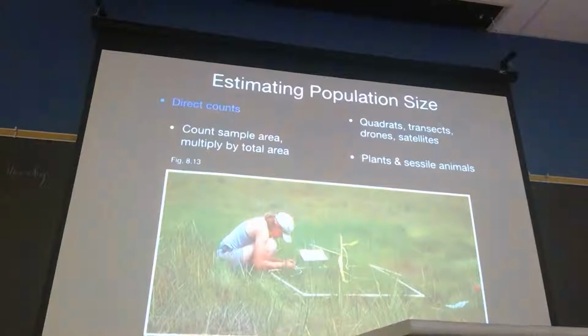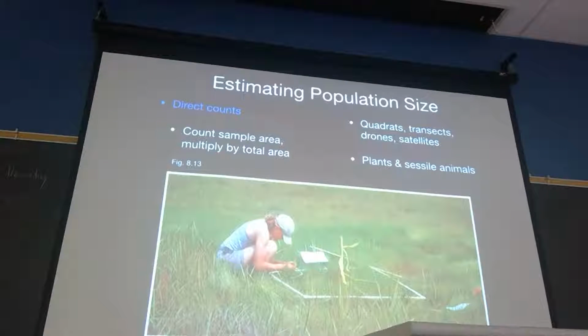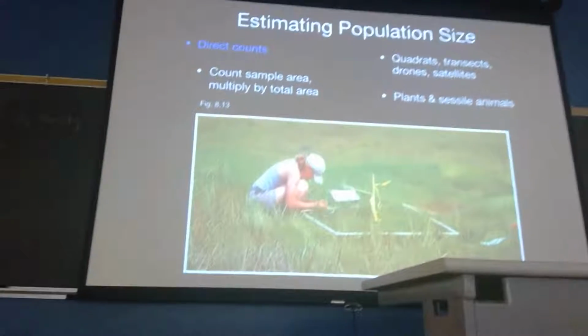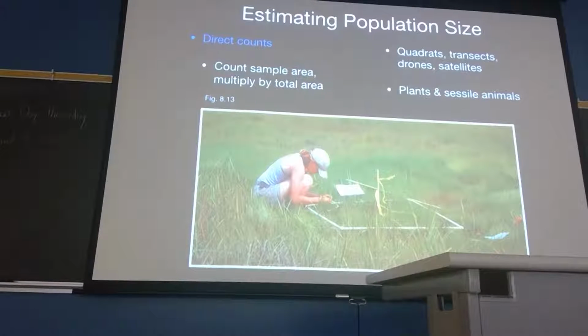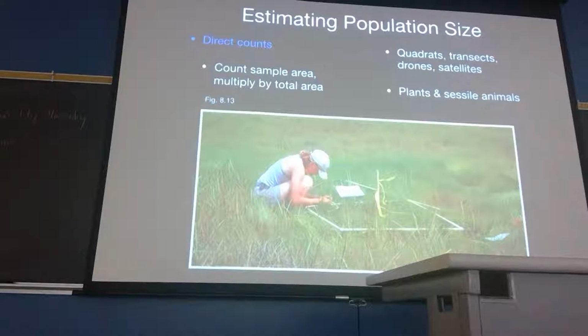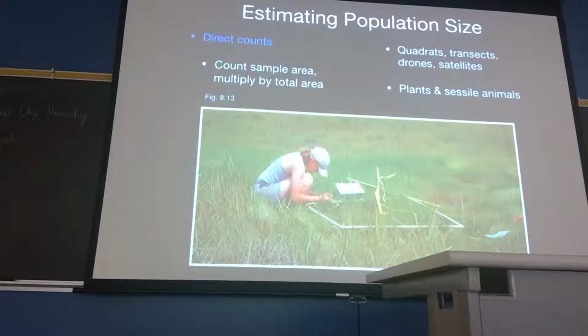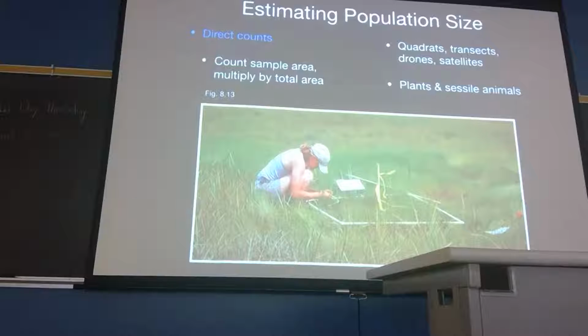Okay, all right, so ways that we estimate population size. The first one, the thing that you guys have already been involved in, is what we call direct counts. And look, it's not you in the field, but it's someone that looks just like you. They have a quadrat, a meter squared, and they are counting individuals. And again, the idea is you take a sample area, you count all the individuals of the population, you multiply that by the total area, and you get the number of individuals in the whole area.